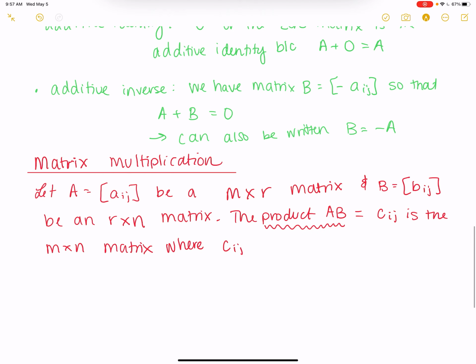Is the M by N matrix where C sub ij is equal to A sub i1 B sub 1j plus A sub i2 B sub 2j plus, and so on, plus A sub iR B sub Rj.